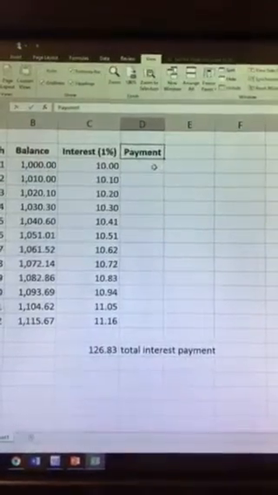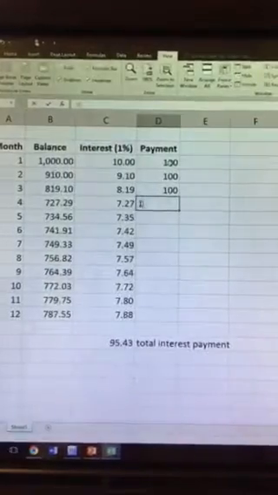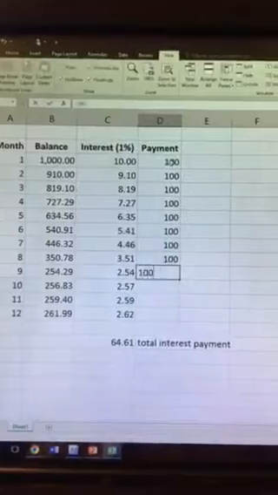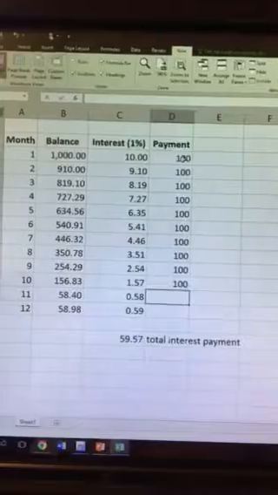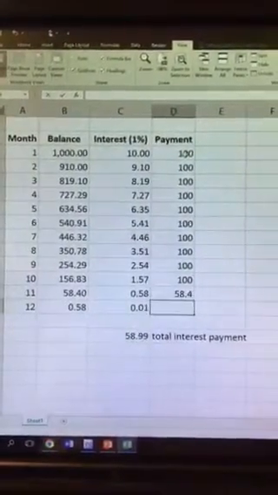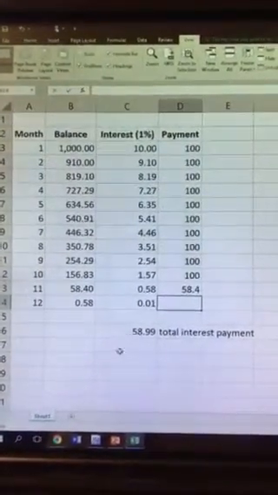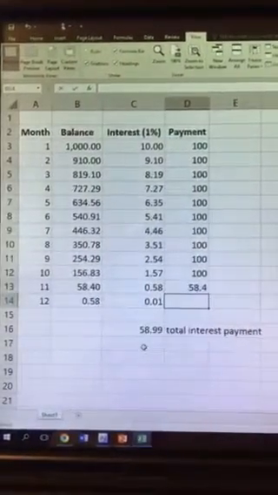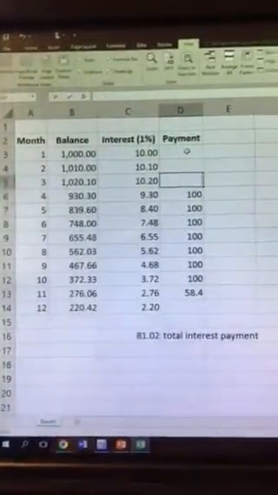So here we go. If this is $100, let's look at how this situation changes. So look at this. By the time I get to month number 11, I don't even owe $100 anymore. I only owe $58.40. And so I've paid this thing off. My interest is significantly lower. That only is less than $59 in interest. So that was an improvement, right? I was able to get this paid off much quicker.